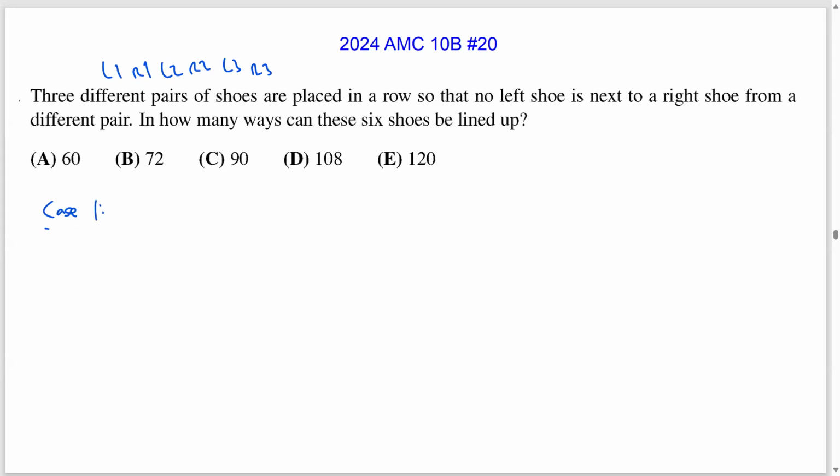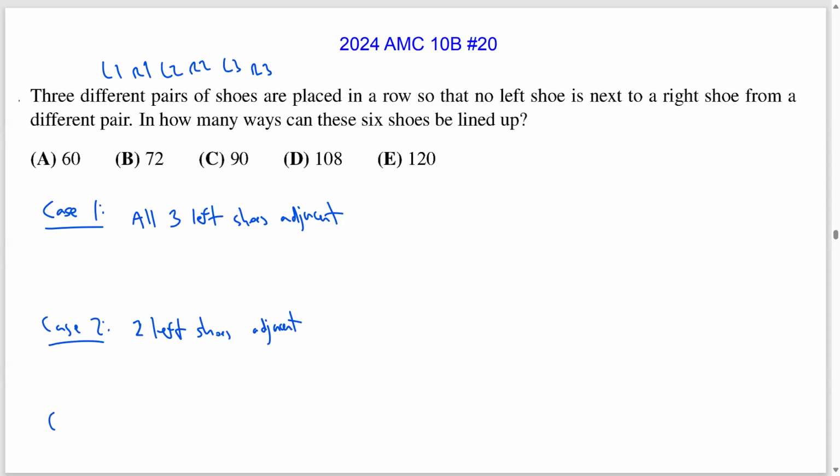So the first case that we're going to consider is the case where all 3 left shoes are next to each other. The second case is if I have 2 left shoes that are next to each other, and then the third one is not adjacent to either of them. So case 2 will be 2 left shoes are adjacent. Lastly, case 3 is going to be the case where no 2 left shoes are adjacent.